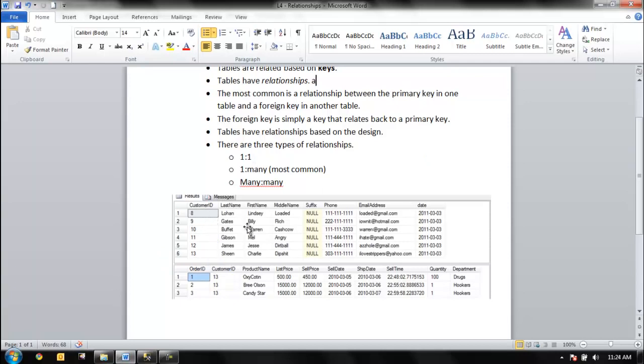And why is our table here a one-to-many? Well, we can see right here that we have one entity, one row: Charlie Sheen.